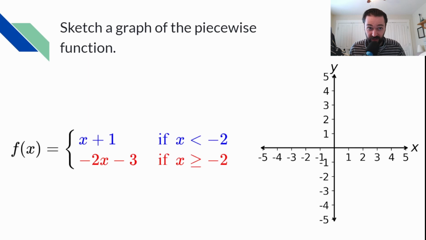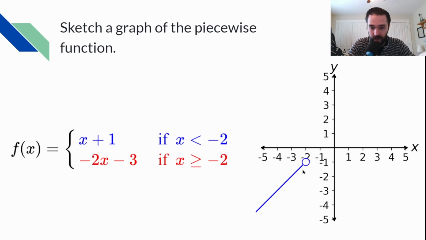Here we're asked to simply sketch a graph of the piecewise function. Remember, a piecewise function is defined by multiple formulas and it has many domains that go along with those formulas. If x is less than -2, this function says to take the input and add 1. So this is the line y equals x plus 1, a line with slope 1 and y-intercept 1. This line comes down here and it comes up here and it stops at -2 and -1. There's a hole right here.